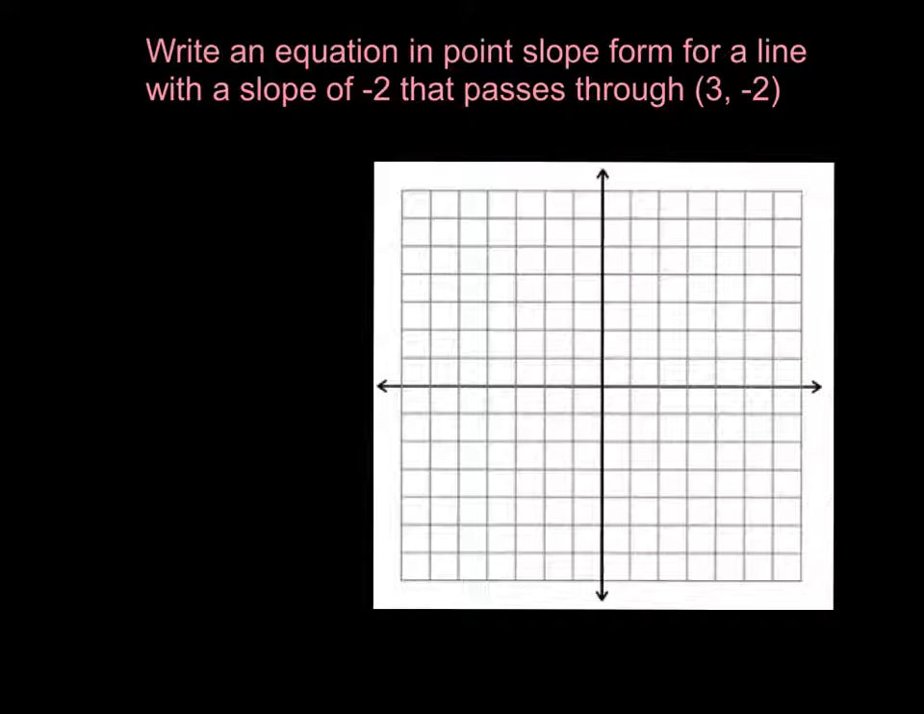So we're going to go over 3 down 2. I know this point right here is on the line, and then we can use the slope. Think of that as -2 over 1. Because it's negative, I'm going to start counting down 2, right 1. And there's the next point. And then drawing your line. And that's it.